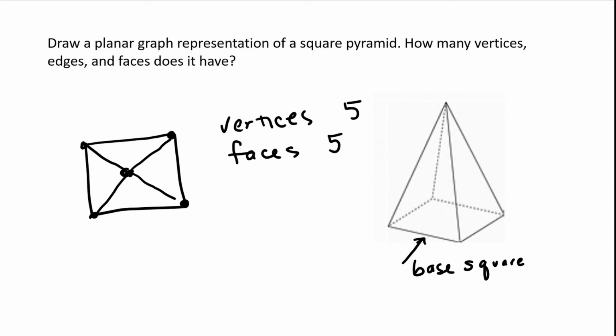What else do we need? Oh, edges. Okay, so edges are the lines that join them together. You can count them from the actual square pyramid or the planar representation, and when we do that, you see 8 edges. 1, 2, 3, 4, 5, 6, 7, 8. I put check marks on them so I can count them off.